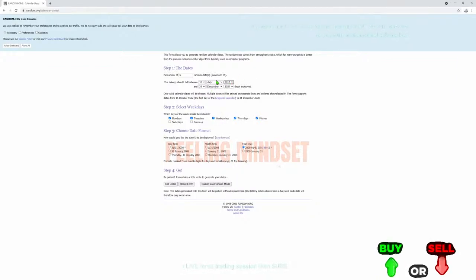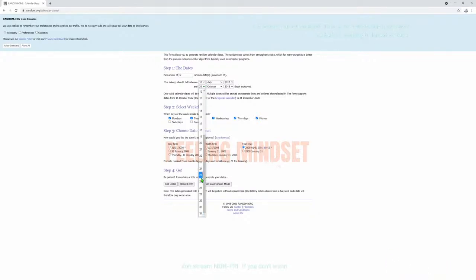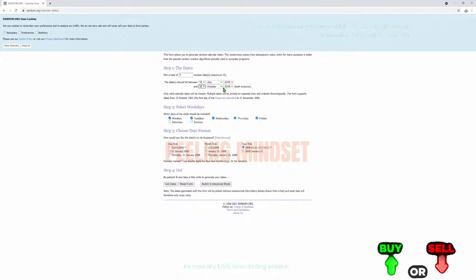2018. So July, August, September, October. From the 18th of July 2018 to the 18th of October 2018. We need Monday, Tuesday, Wednesday, Thursday, and Friday, with a maximum selection of 6 dates. And let's get the dates here.